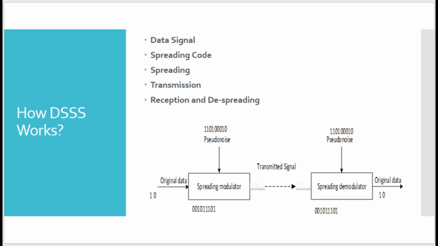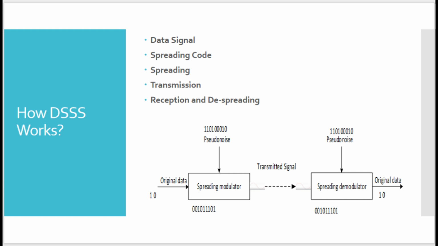In other words, there are five components. First is signal spreading. Original data signal: the original data signal is a binary sequence, 1 and 0, that needs to be transmitted. Second, PN sequence: a pseudo random noise sequence, which is a higher rate binary sequence, is generated. This sequence is known to both the transmitter and receiver.